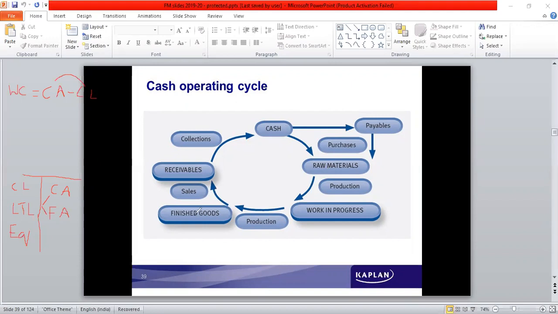But then most of the time, to increase their sales, or as a part of the credit policy, sales are made on credit basis. So on credit basis, they get converted into receivables. Only at the end of the credit period, the receivables amount will be collected. So it takes a period of time.